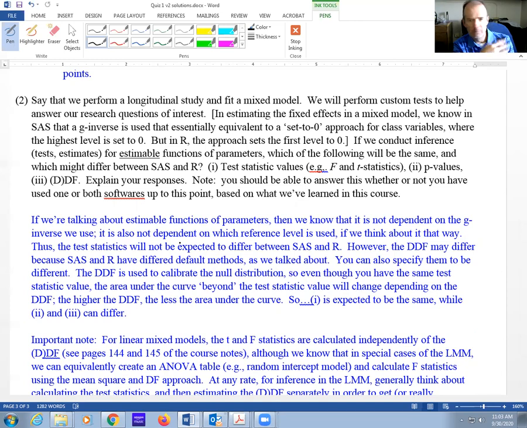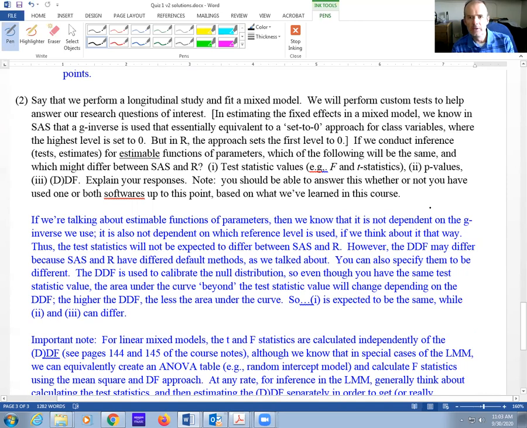The degrees of freedom, those are just all over the place. R has their defaults, SAS has their defaults. If you were to say, assuming that DDF is the same, then those wouldn't differ and the p-values wouldn't differ. That would be an acceptable response. But I think most people realize that R and SAS are just different and have different defaults. And so the degrees of freedom, really, I should have had DDF as number 2.